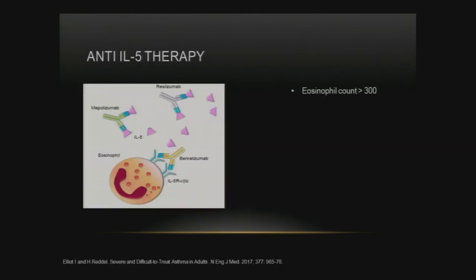Then after omalizumab came anti-IL-5 therapy. This includes 3 drugs: mepolizumab, reslizumab, and benralizumab. IL-5 is a cytokine responsible for eosinophil migration, and that's what these drugs block. The indications for anti-IL-5 therapy are pretty similar to omalizumab, except that an elevated eosinophil count is included as well. They're also given sub-Q, except reslizumab, which is given as an IV infusion.